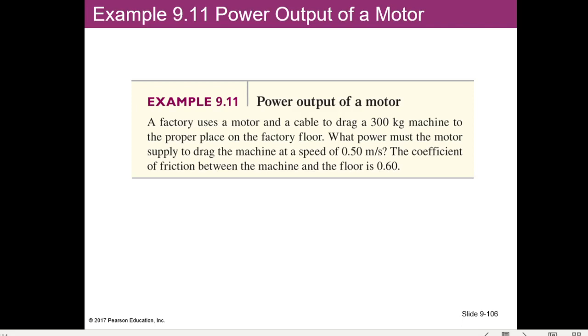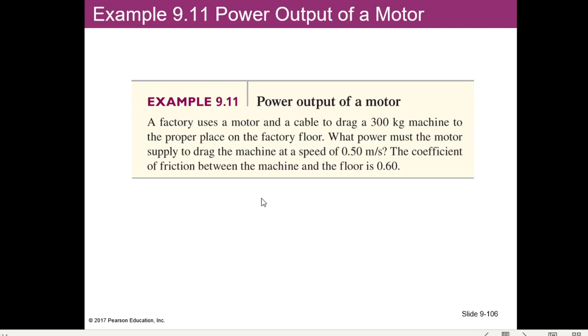Okay, here's another numerical example from your book. We've got power output of a motor. We've got a motor and cable to drag a machine to the proper place on the factory floor. What power must the motor supply to drag the machine? And we can figure this out because we can figure out what force it needs to do, and we're given what the speed needs to be. So that gives us the power. If we can figure out the force, we can just multiply that by the speed, and that gives us the power. Okay, so how do we figure out what force is necessary?